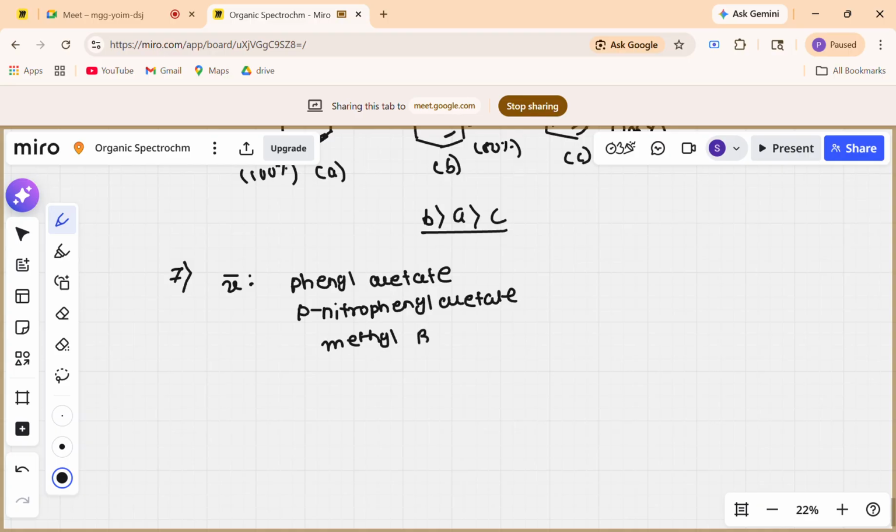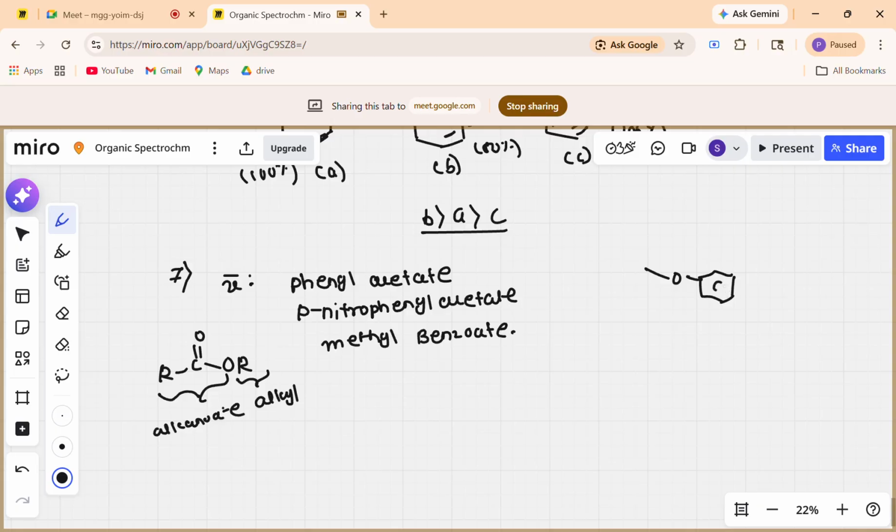how to determine the stretching frequency order of phenyl acetate, para nitrophenyl acetate, and methyl benzoate. Sometimes in MCQs they won't directly give you the structure, but they will give you the IUPAC nomenclature. So you should be able to draw the structure, right?